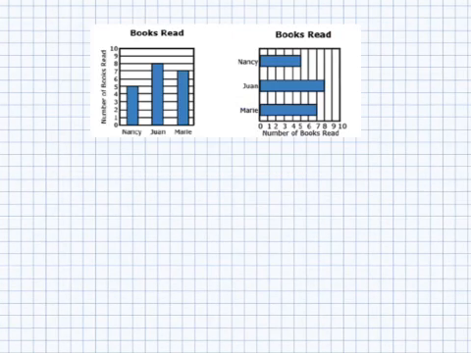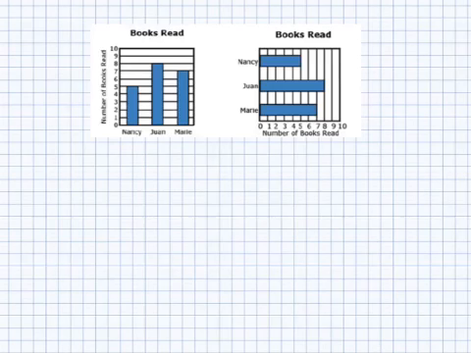Okay, so here we have two bar graphs. One is vertical and one is horizontal. The one on the left is vertical. The bars are pointing north, upwards, vertical. And on the one on the right, the bars are pointing east and west. Both graphs are displaying the same information, right? They're comparing the reading habits of three students, Nancy, Juan, and Marie.